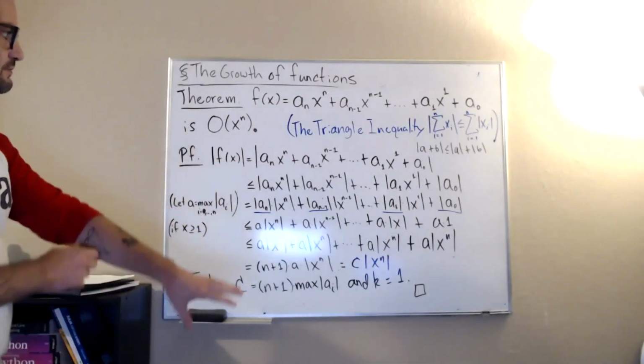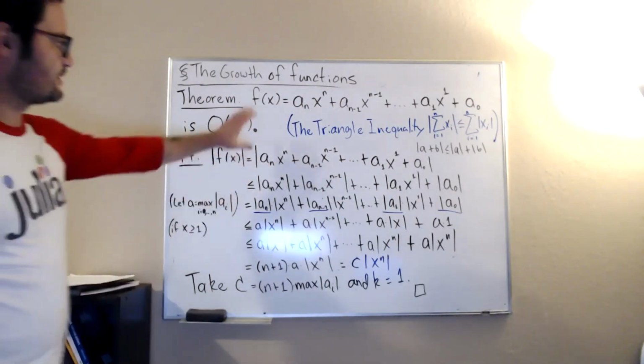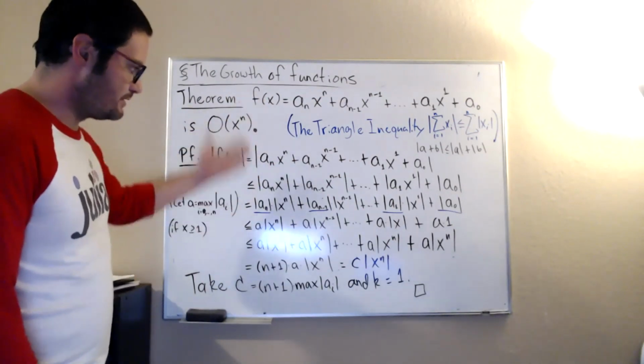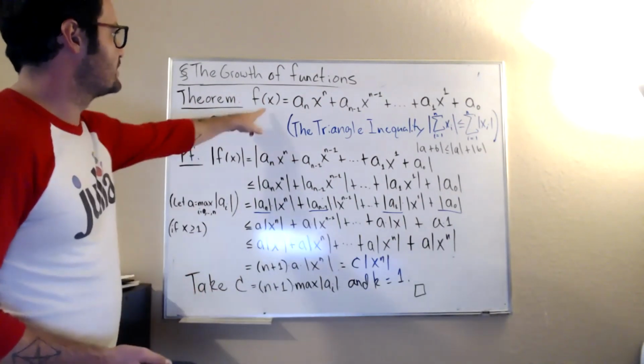I know it looks messy, but I'm sure if you just apply the triangle inequality, take that and that, and write it on your own, it should make a little bit of sense as to why that's bounded above by that.